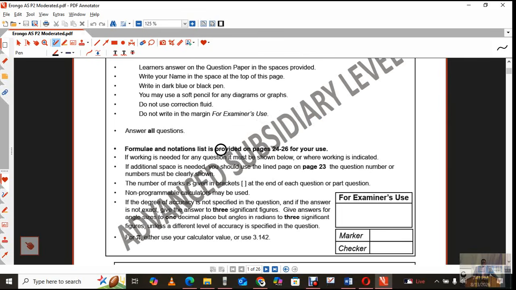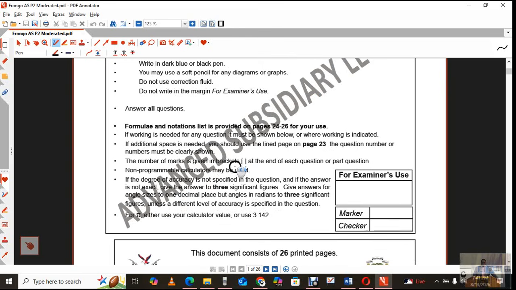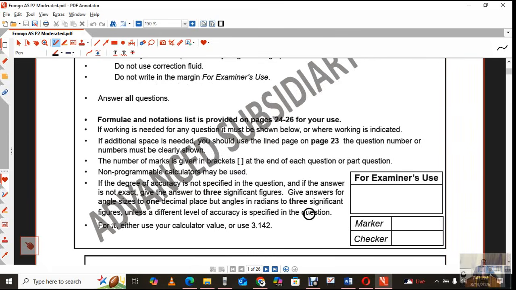There is a list of formula and notations that is attached in the question paper. The one I have to mention a little bit more is this second last bullet point, which indicates that if the degree of accuracy is not specified in the question, and if the question is not exact, give the answer to three significant figures. Give answers for angle sizes to one decimal place, but angles in radians you give to three significant figures, unless a different level of accuracy is specified in the question.